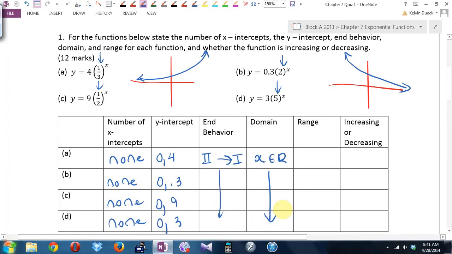What about the range for an exponential? Well, it's everything above the x-axis. What that really means is everything above 0, but not touching 0. And that's the same range for all of them.